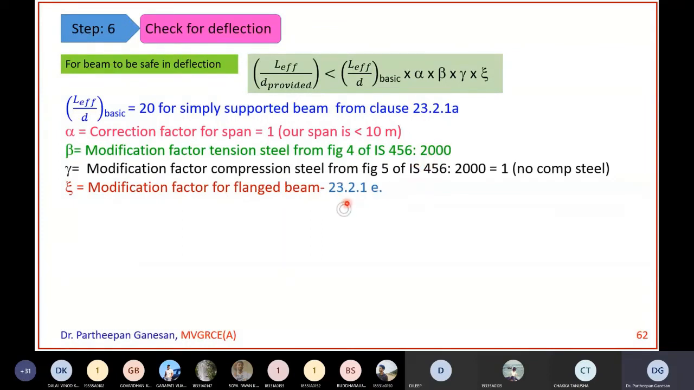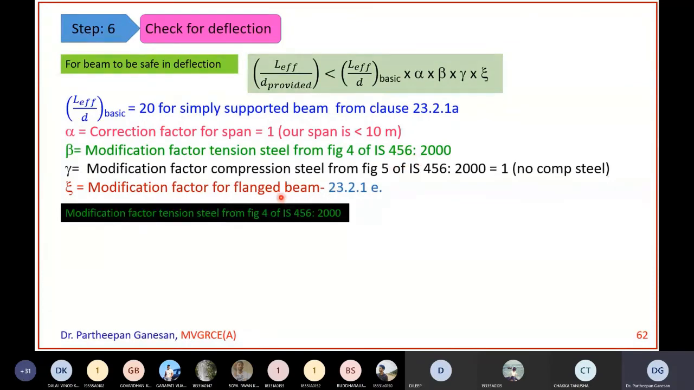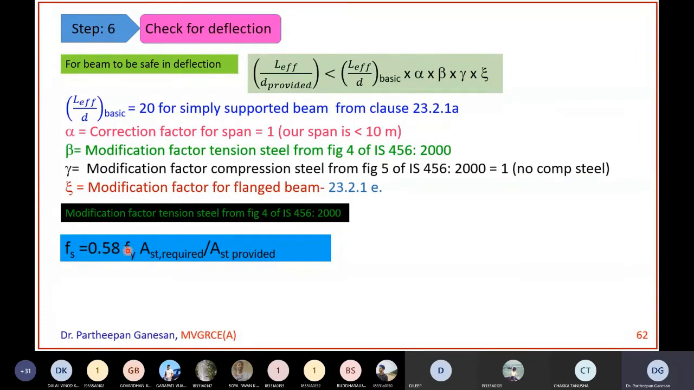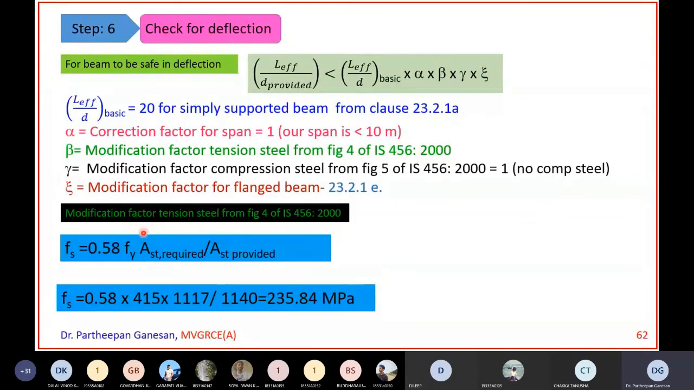Okay, this one I want to elaborate a little bit further. The modification factor for tensile steel is from figure 4 of IS 456. Fs value is 0.58 Fy into AST required divided by AST provided. The check for deflection is called the serviceability criteria, and serviceability criteria is always done on service load. That is why you reduce the yield strength to almost half, as is done in the working stress method.